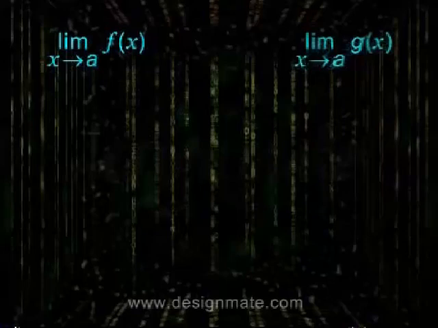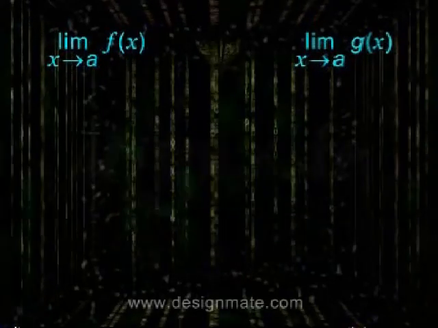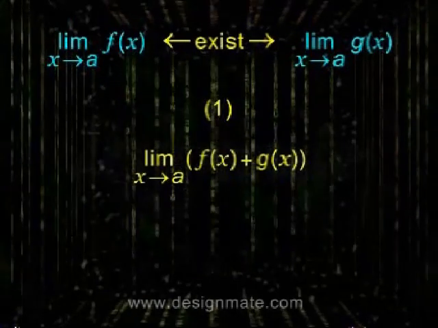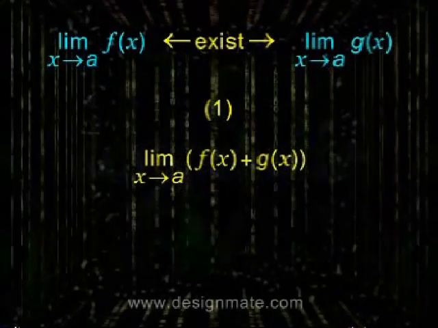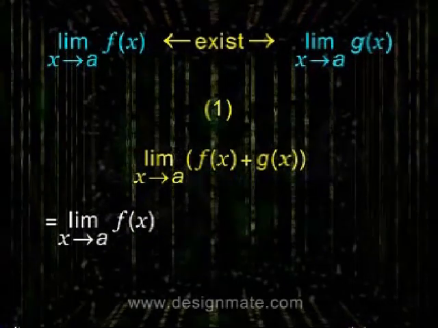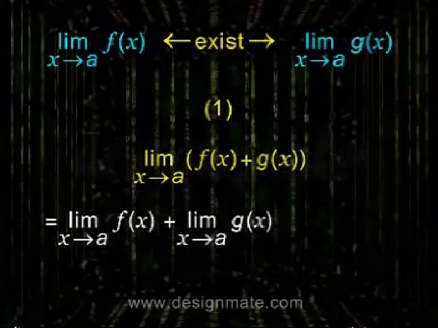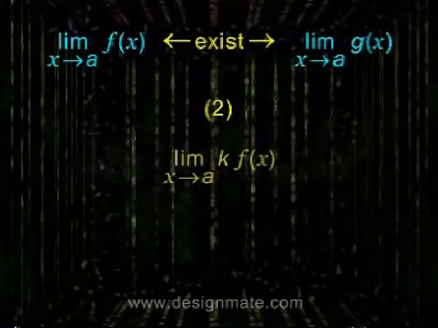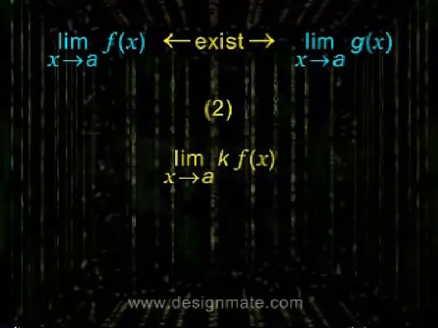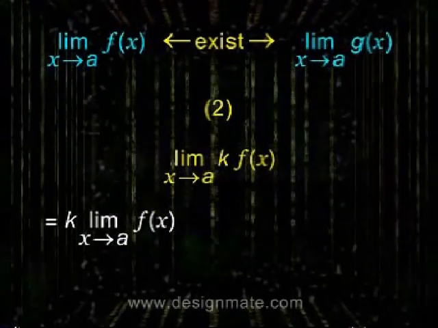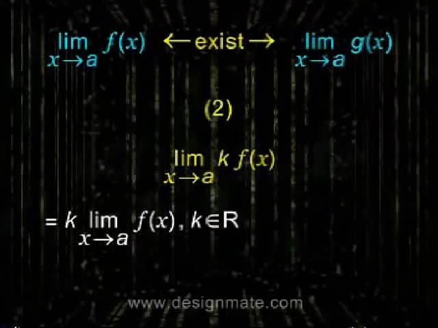If limit x tends to a f(x) and limit x tends to a g(x) exist, then 1. Limit x tends to a [f(x) plus g(x)] is equal to limit x tends to a f(x) plus limit x tends to a g(x). 2. Limit x tends to a k f(x) is equal to k limit x tends to a f(x), k belongs to R.